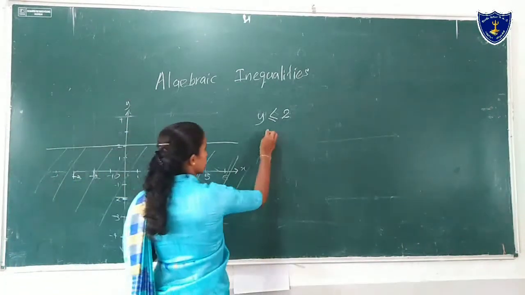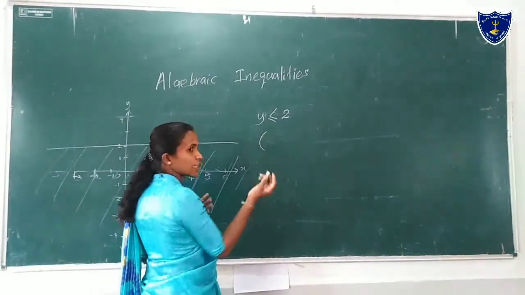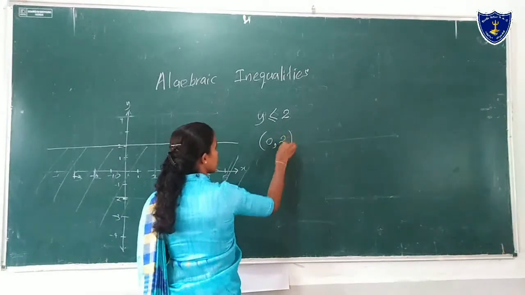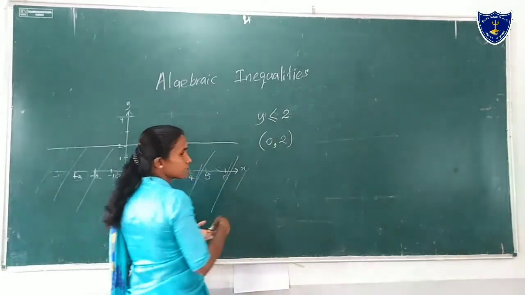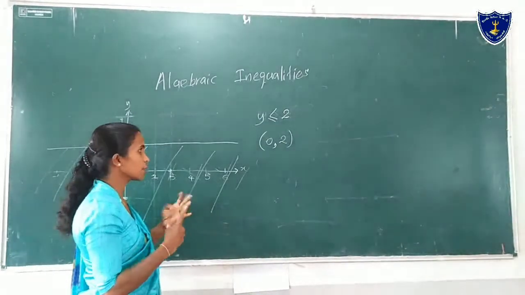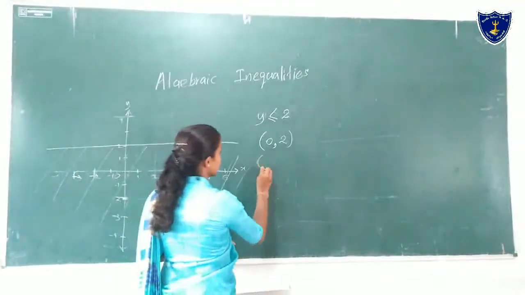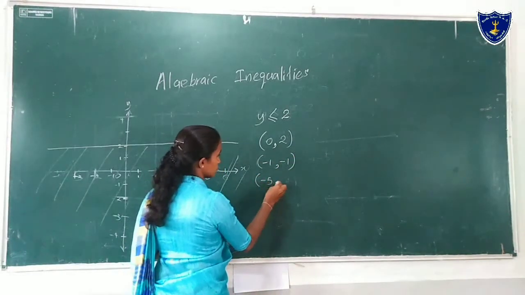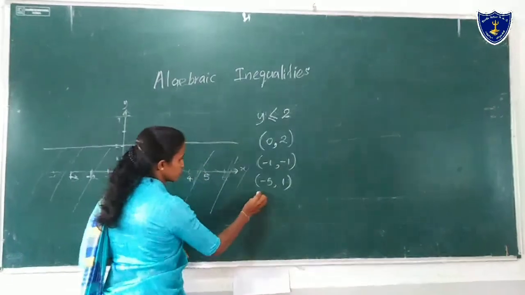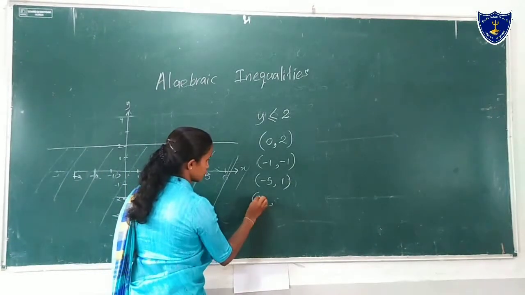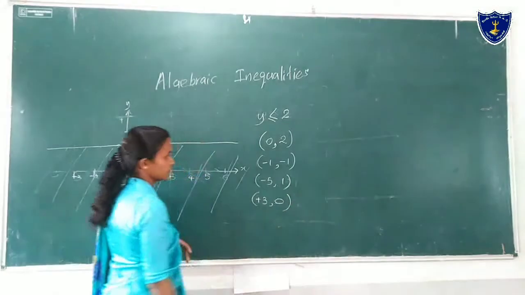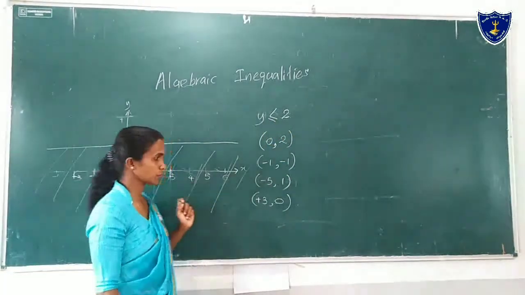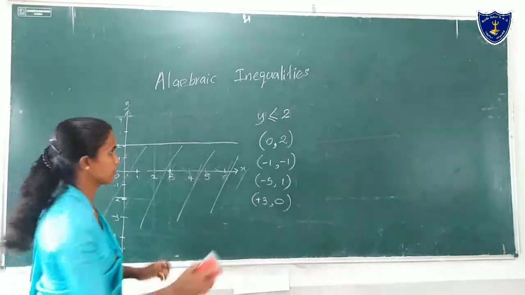Okay. Coordinates: the x coordinate may be any negative value, 0 or any positive value. The y coordinate should be 2 or less than 2. 2, 1, 0, any negative value you can take. Positive 3, 0. Here the y coordinate 0 is less than positive 2. So, next one.